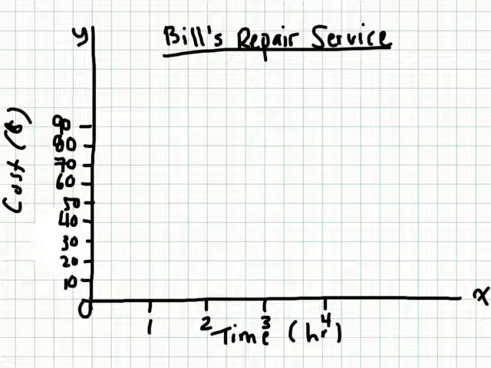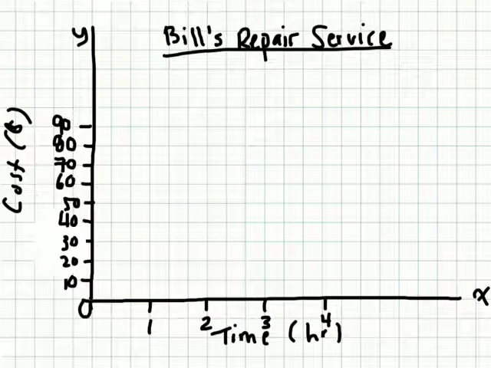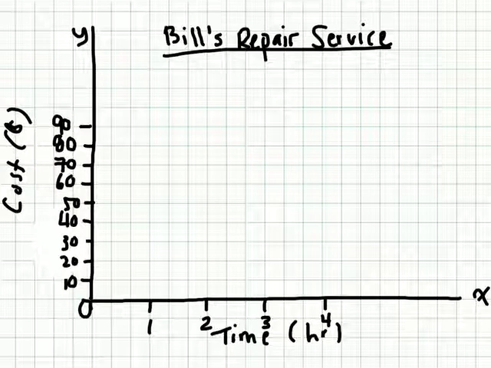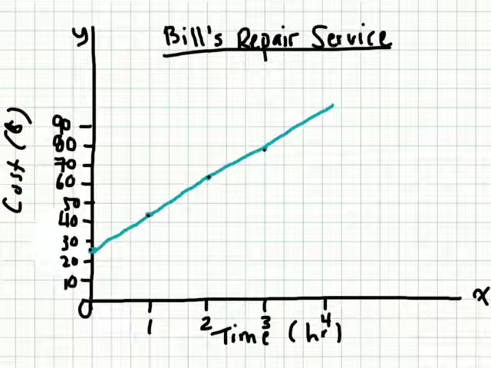Okay, for Bill's company, if he doesn't work any hours, what's the cost? $25. So what's the first point on the graph? 0, 25. That's the first point. 1 hour is how much? 43. Okay, and we'd also connect the points for this one.